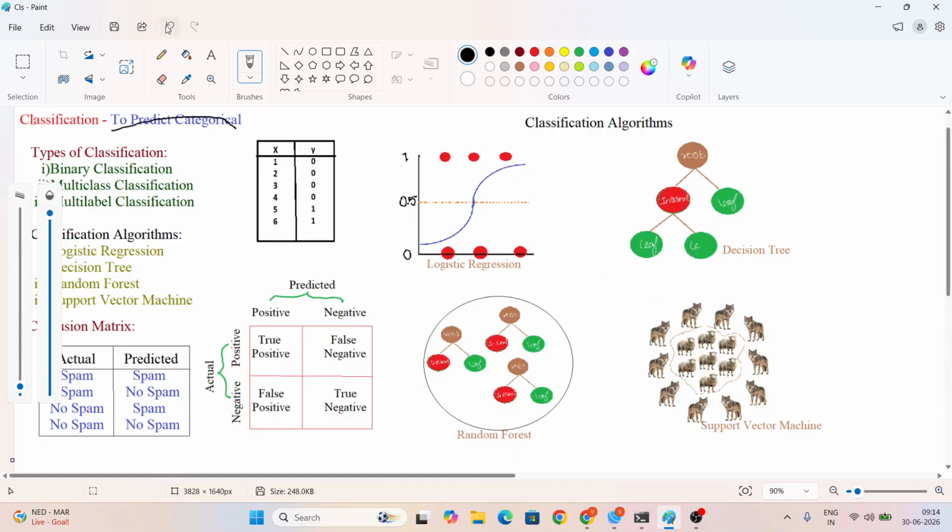So what is categorical? Guys, assume that x is the number of hours and y is pass or fail. If the student studied 1 hour, he will get a fail mark. If he studied 2 hours, he will get a fail mark. If he studied 5 hours, he will get pass. And if he studied 6 hours, he will get pass. Have you got my point?